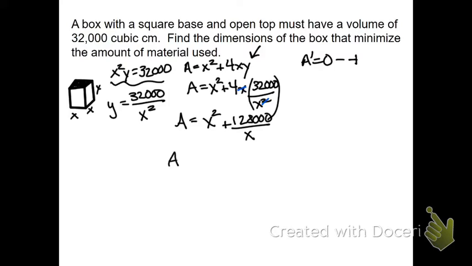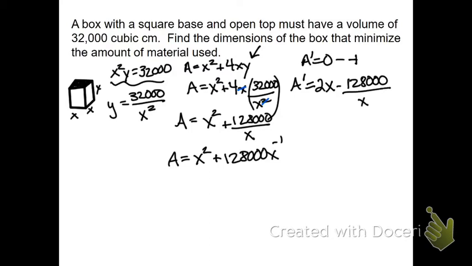Okay, now do the derivative. Remember, you're going to rewrite. You're going to visualize that X in the numerator, or you can rewrite it in the numerator. Okay, and now we're going to do the derivative of it. So the derivative would be 2x minus 128,000 x to the negative 2. Okay, set it equal to 0. I'll move the fraction to the other side. Cross multiply or multiply both sides by x squared.